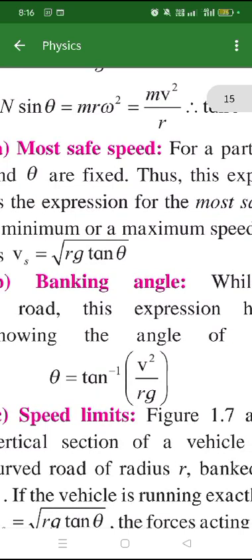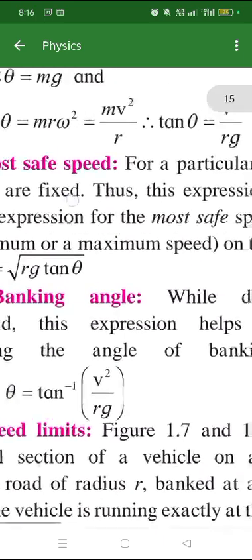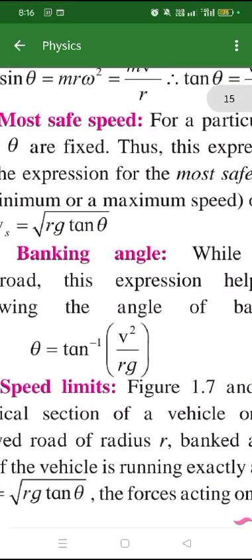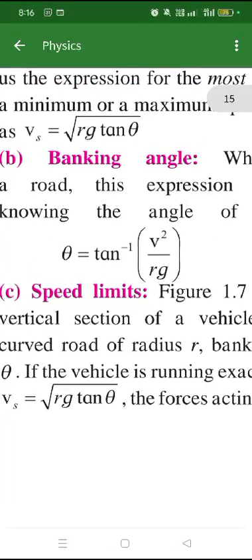For the safe speed, we end up getting v equal to the square root of r g tan theta, which comes from this formula. Here tan theta equals v squared by r g, or we can also calculate the angle of banking, which is tan inverse of v squared by r g.